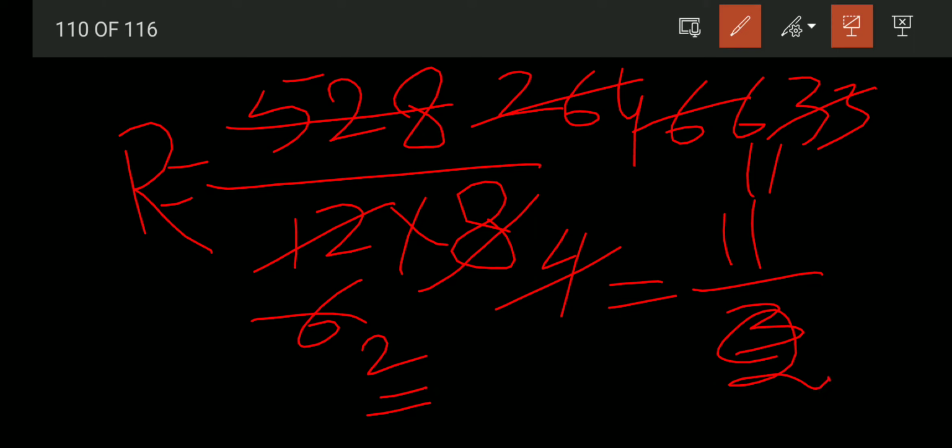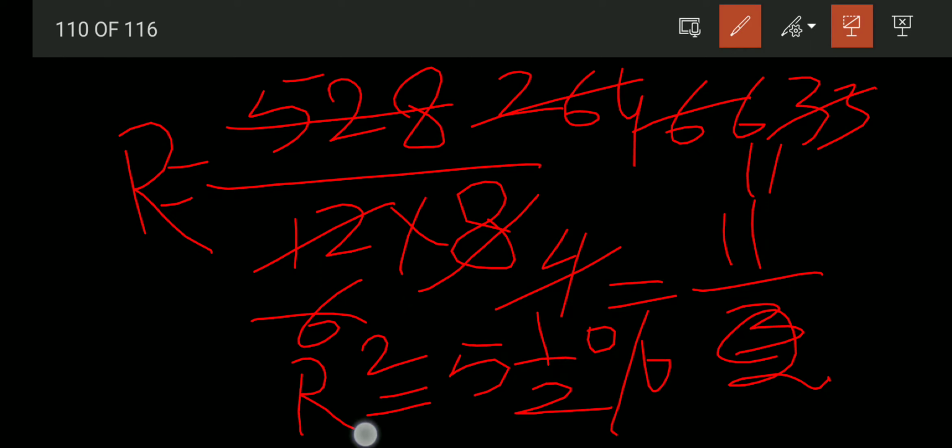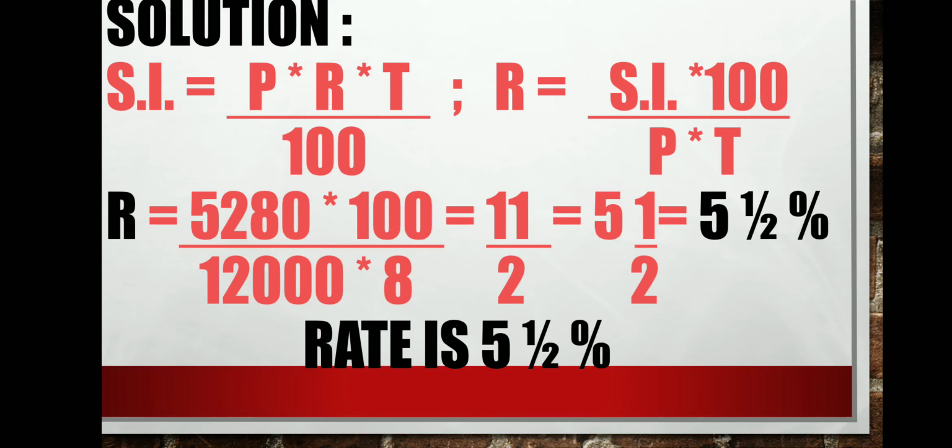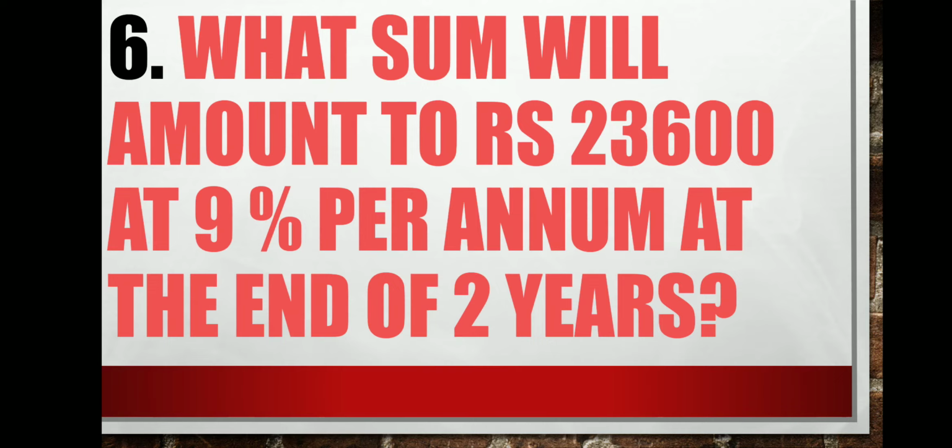2.11 by 2, so that will be 5 whole 1 by 2%. So this is the rate of interest, 5 whole 1 by 2%. Now let us see question number 6.